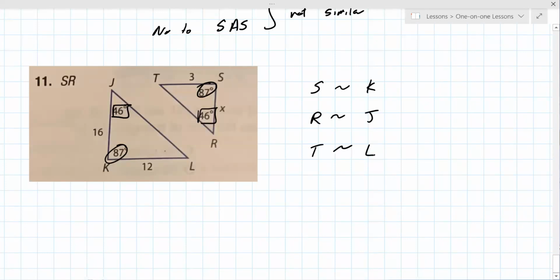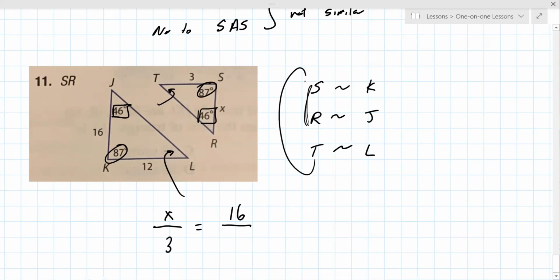They want you to find each measure. I don't know if they want you to find this angle L and that angle T. It's not identified, so I'm going to say no. They want you to find X though. So X, and let's put the 3 here. X is S to R. The way I've drawn it here, S to R is like K to J. So K to J is 16. 3 is like S to T, or maybe we can go T to S. So T to S is like L to K. L to K is 12.